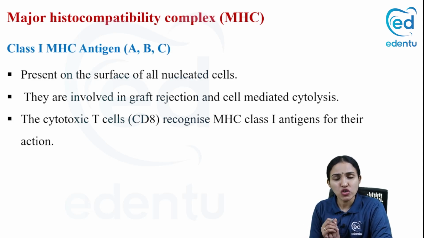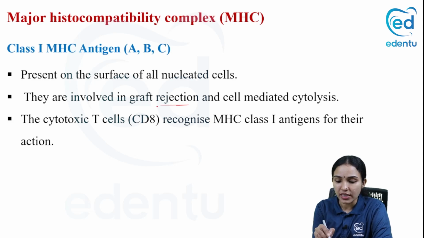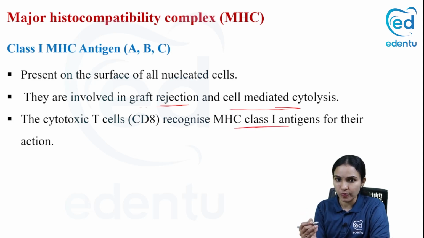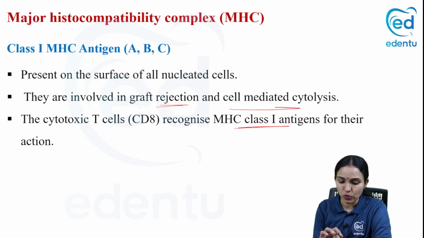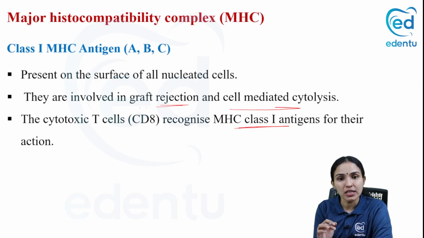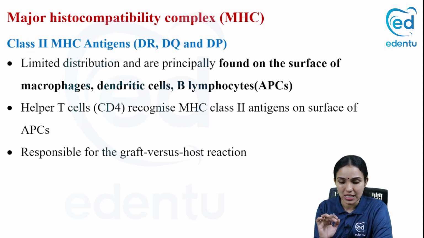They are the most important antigens involved in graft rejection and leading to cell-mediated cytolysis. So your cytotoxic T cells, CD8 positive killer T cells, recognize the MHC class 1 antigens for their action. Okay, so class 1 is present on all cells. It is responsible for the graft rejection, and they are recognized by the cytotoxic T cells.